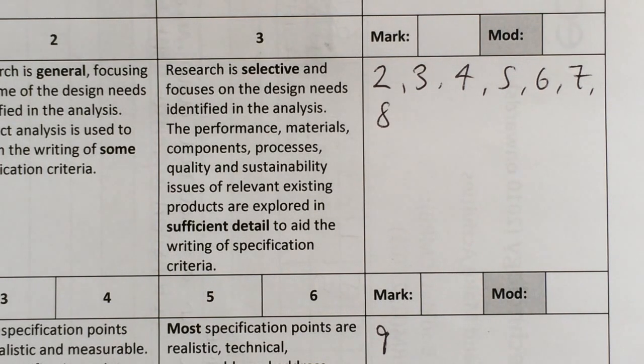So the performance, materials, components, processes, quality and sustainability issues of existing products are explored in sufficient detail to aid the writing of the specification. Now the specification is the next section that we're going to be writing after we've done our research.